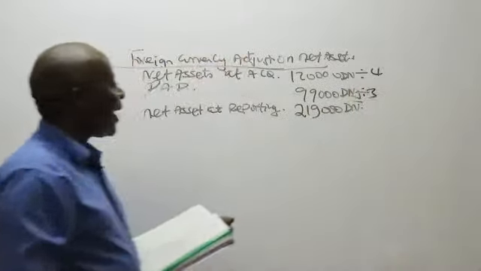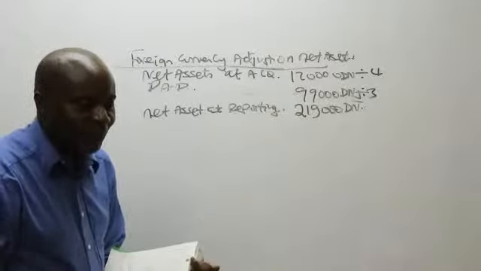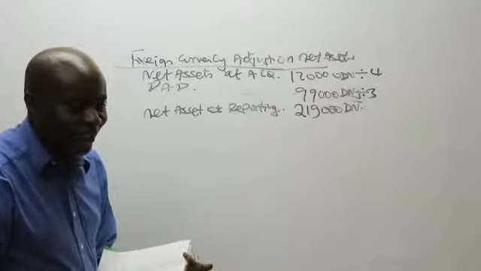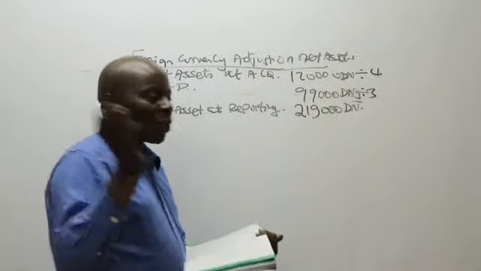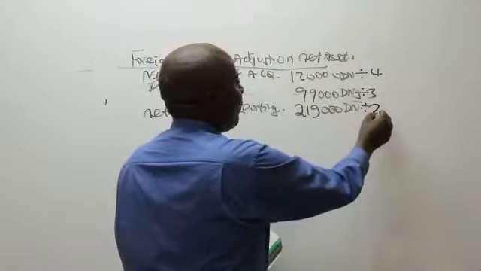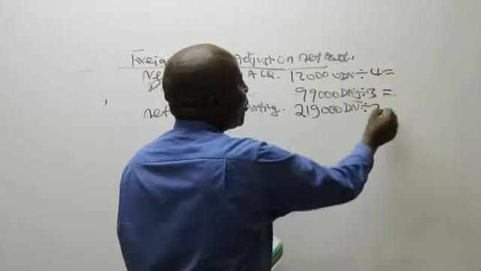How about net assets at reporting? Closing, yes. So closing, so divide this by what here? Divide this by 2. Let me get those answers.